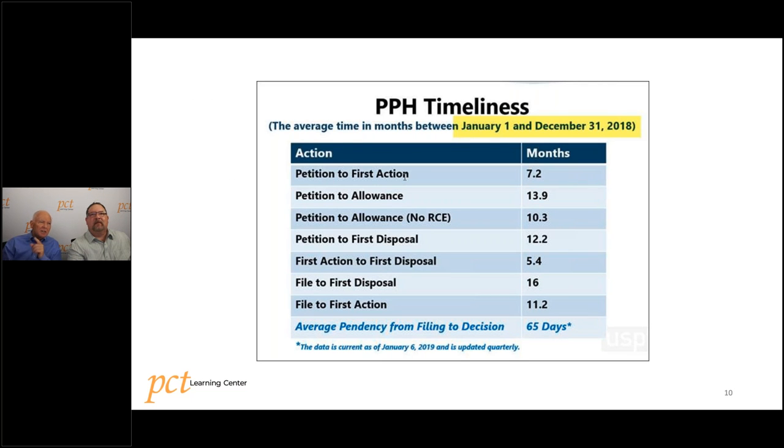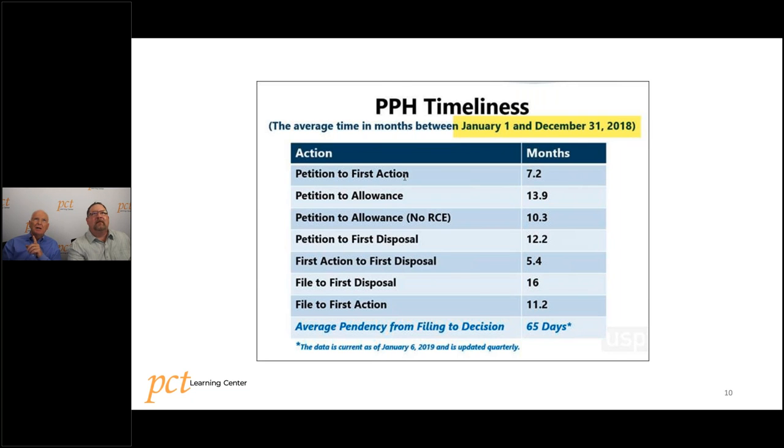But look at this slide right here. And this was put together by the US Patent Office, our friends at the US Patent Office. And it goes like this. Look what happens to PPH and the petition to first action. And I want you to notice the thing that matters, allowance. Look at the speed to allowance. Look at the first action, 11.2 months. But look at the next slide that we're going to go to.